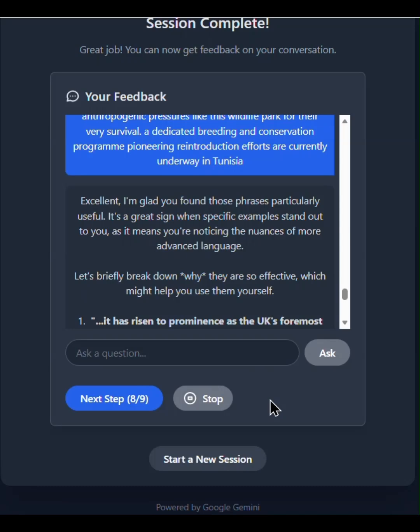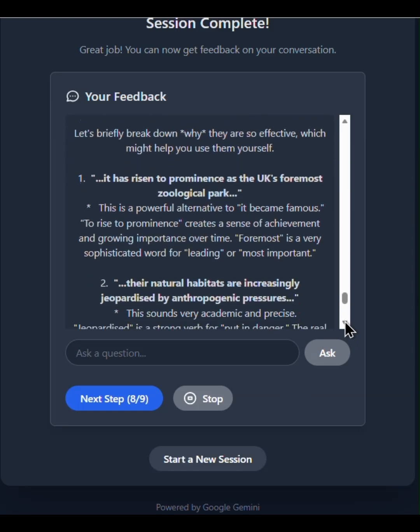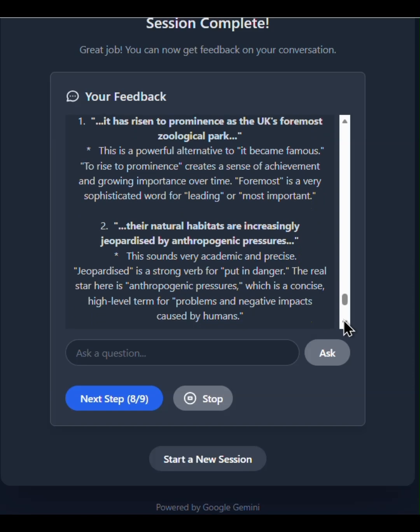Excellent! I'm glad you found those phrases particularly useful. It's a great sign when specific examples stand out to you, as it means you're noticing the nuances of more advanced language. Let's briefly break down why they are so effective, which might help you use them yourself. 1. It has risen to prominence as the UK's foremost zoological park. This is a powerful alternative to it became famous. To rise to prominence creates a sense of achievement and growing importance over time. Foremost is a very sophisticated word for leading or most important.